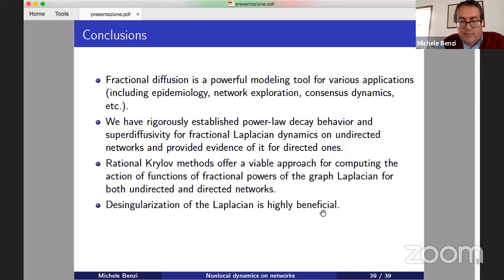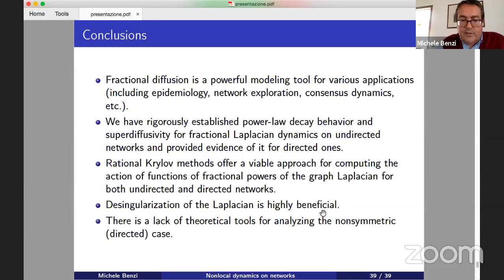It seems that it helps to remove the singularity of the Laplacian explicitly whenever possible. Unfortunately, there's a lack of theoretical tools for analyzing the convergence behavior and also the decay behavior in the case of non-normal matrices, but this is a well-known problem. And with that, I thank you for your attention.